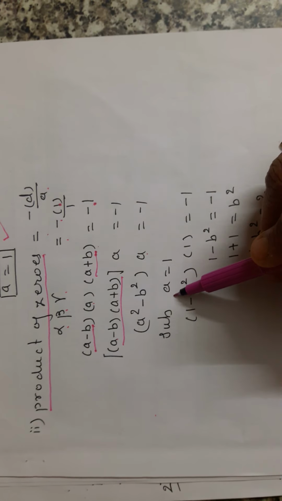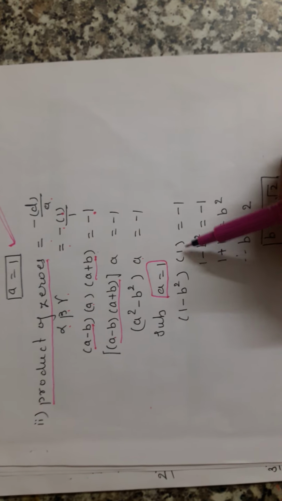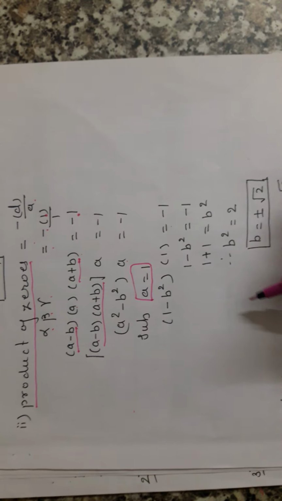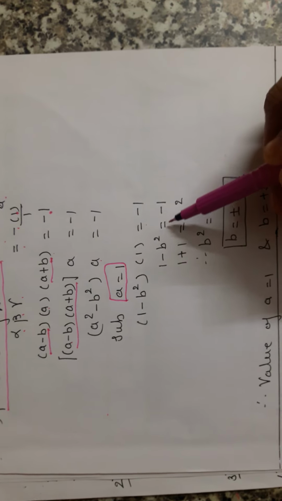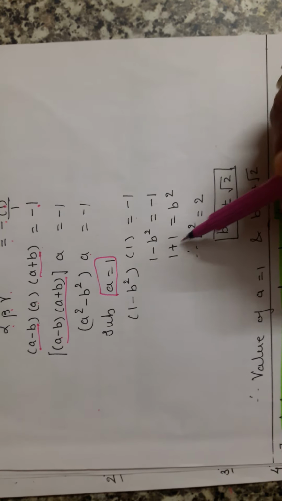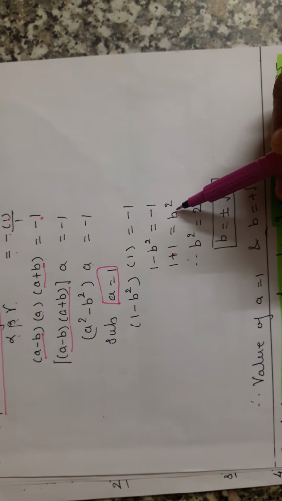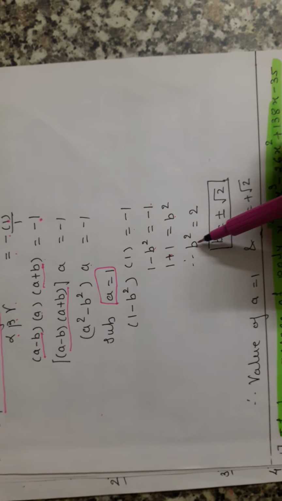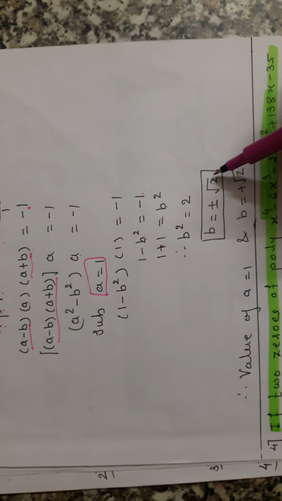Here we will substitute the value of a is equal to 1, which we got here. That is 1 minus b square into 1, which is equal to minus 1. And 1 minus b square into 1 is 1 minus b square, which is equal to minus 1. The 1 I shift here: 1 plus 1 is 2, which is equal to b square. I shift to the right hand side. So b square is equal to 2. So b is equal to plus minus under root of 2.